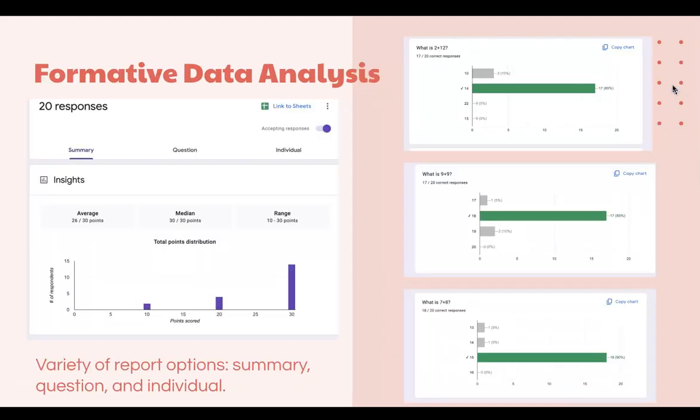Here is an example of how the Google Forms lays out the data for me to view. It shows me the data in a variety of report options: summary, question, and individual. You can see that it breaks it down by average, median, and range in the points scored distribution, as well as a breakdown of each question and what the most commonly missed answer choices were.